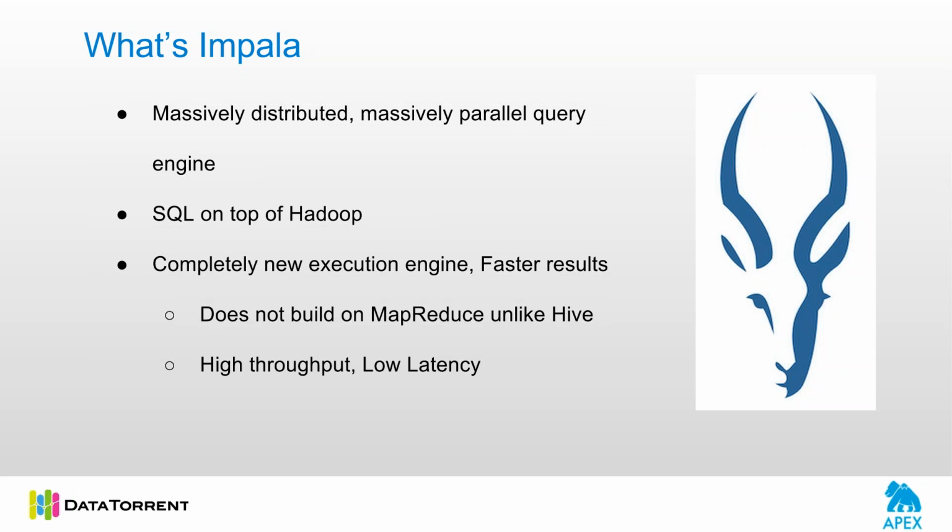We all must have heard about Hive. Generally, when you query something using Hive, it translates it into several MapReduce jobs, which is very slow. But unlike Hive, Impala does not use MapReduce underneath. It's a completely new execution engine, and hence it gives the results much faster. And it has high throughput and low latency.